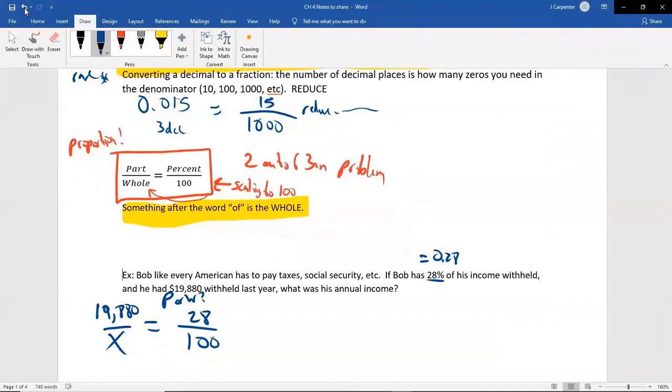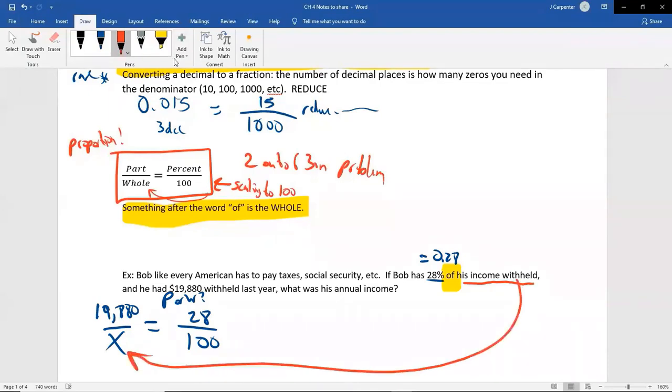Now, if you can't conceptualize why that's the part and not the whole, here's our word "of", and we said that the something after the word "of" is the whole. What's the something that comes after that word "of"? His income, not what the government took, his income. So this should be the whole, his income should be the bottom. So that's just an alternate way to have figured out which goes top and bottom. I'm giving you multiple methods. I'm giving you logic and I'm giving you word associations because I know some of us like logic and some of us like word associations.